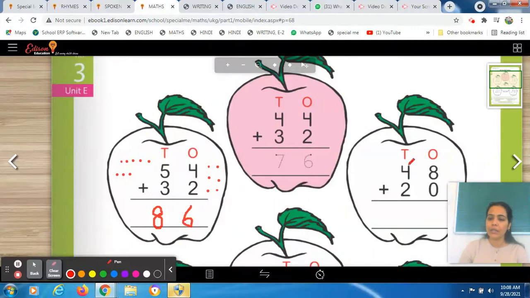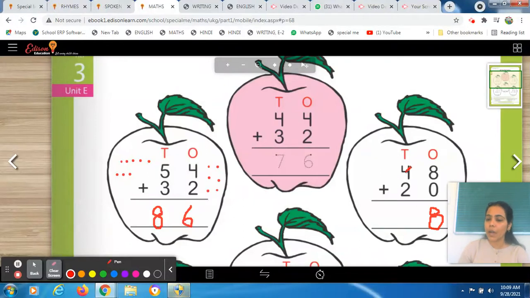So the next sum is 48 plus 20. So we will start with the right hand side, students. You will see over here there is number 8. And what is the next number? How many do we have to add to number 8? 0. 0 means nothing. If you have 8 things and someone is not giving you anything, you have only 8 things, right? So you have to write over here only 8. 8 plus 0 is 8. Write it over here. Now start with the left hand side.